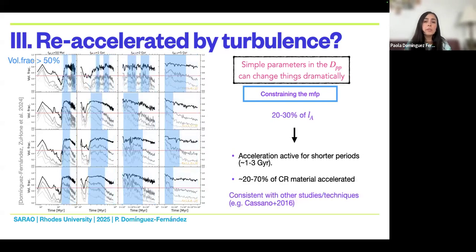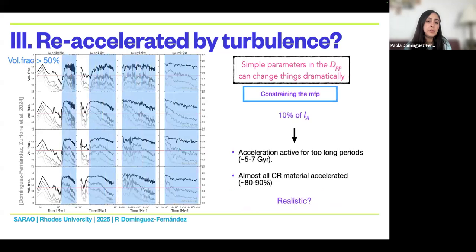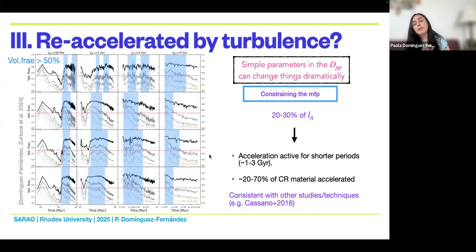What we found to be a more adequate constraint for the mean free path is this value over here. As you can see already, these blue shaded regions have changed in comparison to here. And they will change according to what is happening within each cluster, the dynamics and the turbulence mainly. In some cases you have not just one long period of time, but even 2 periods of time at which this acceleration can stay active.